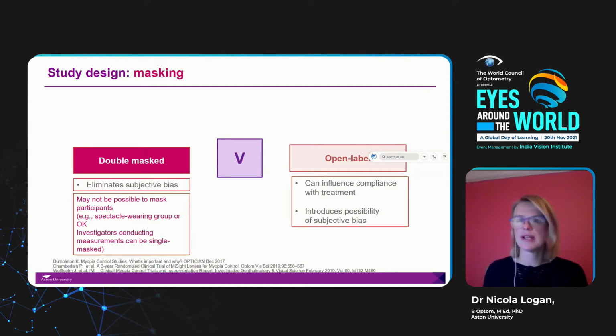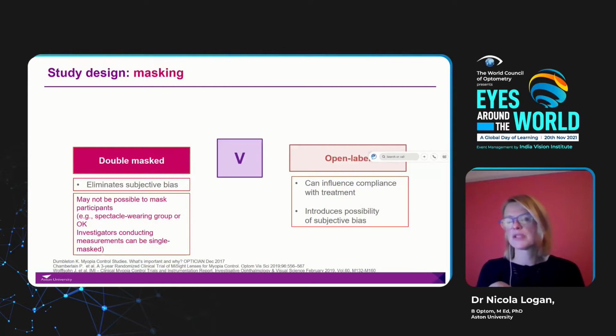If they know they're in the control group, they might be less likely to comply. And our gold standard really is a double masked study. And this really eliminates the subjective bias. A double masked study is where neither the participants nor the investigators know which group they're in.